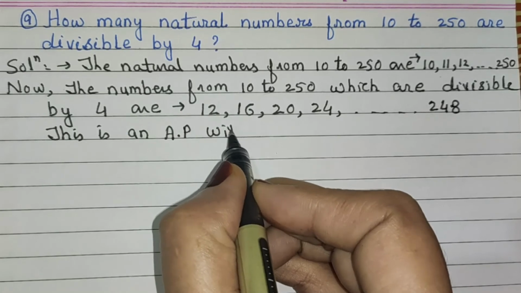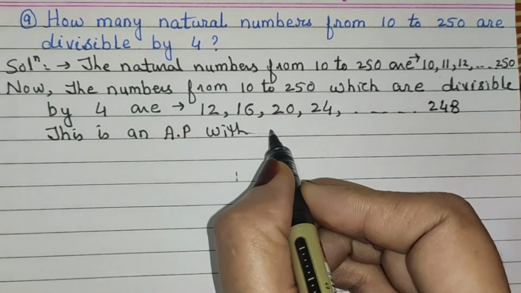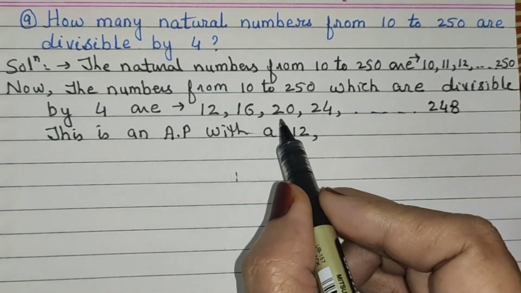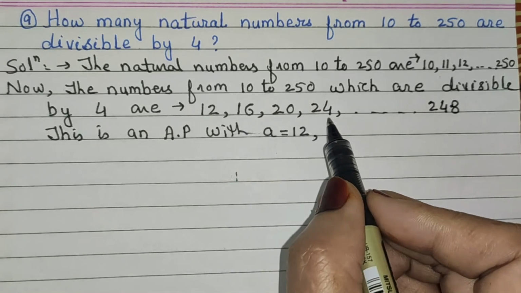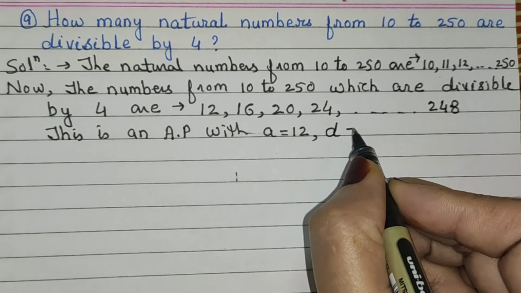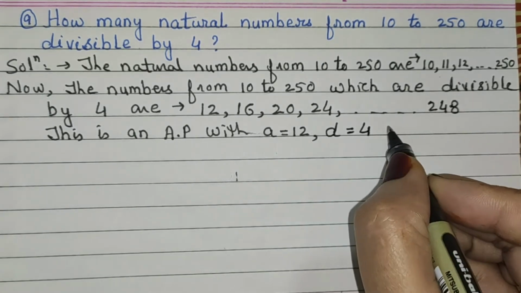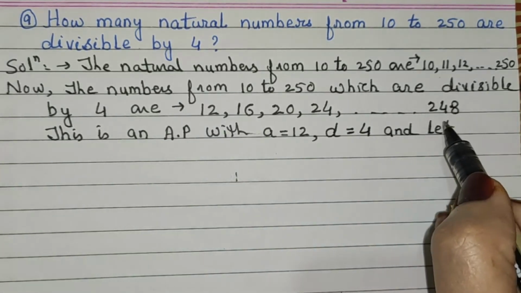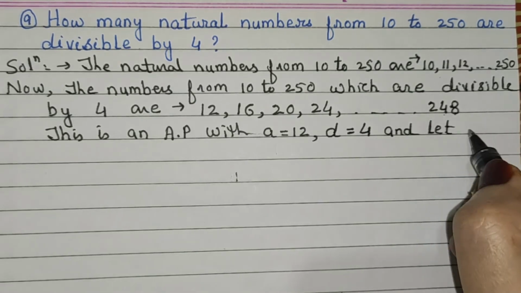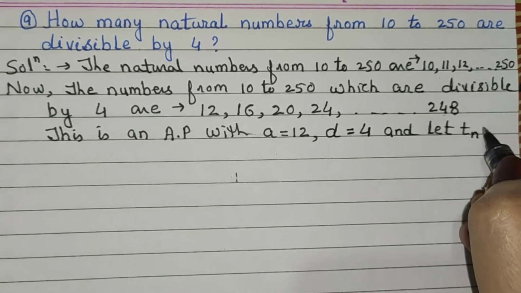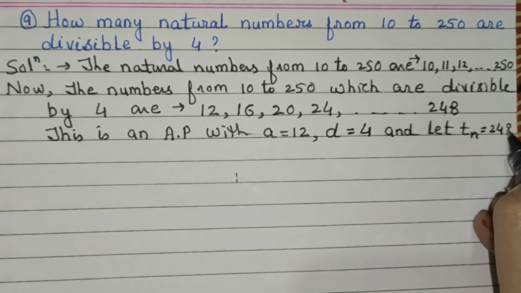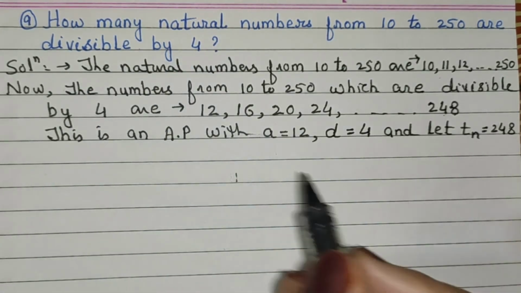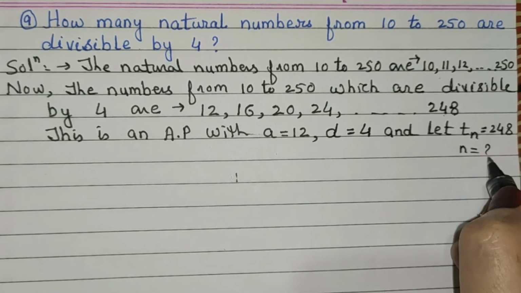With first term. Now in this sequence first term is 12, therefore A is equal to 12 and it is divisible by 4, therefore the common difference between two consecutive terms is 4, therefore we can write the value of D is equal to 4. Now in this sequence the last term is 248, therefore T of n is equal to 248. Our aim is to find how many natural numbers, means the value of n.